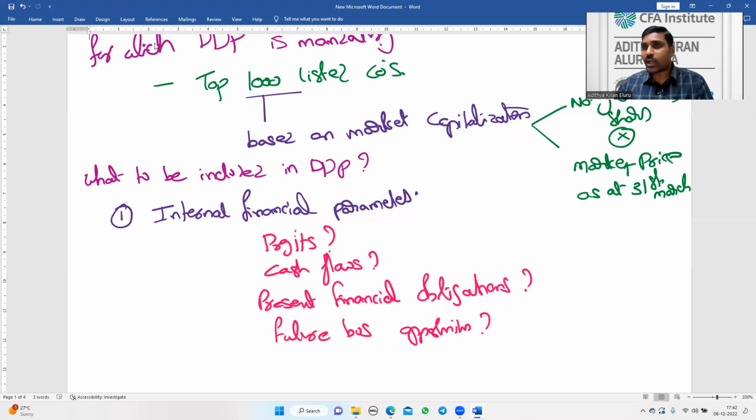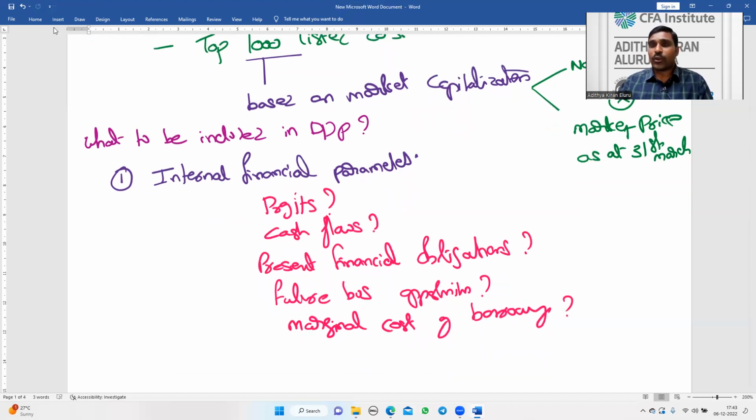Even though future business opportunities are there, if the cost of borrowings in the market is less, I can take a bank loan. I don't need to conserve this cash. Therefore, cost of borrowing, marginal cost of borrowing. What is meant by that? Marginal cost of borrowings means new borrowings.